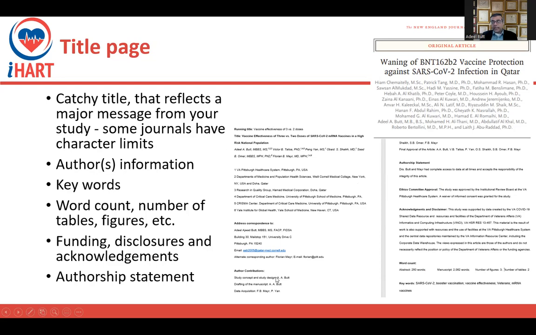The title page, the details of the title page are listed below, on the right-hand side for one of the papers that we published recently. It should have author information, keywords, word count, number of tables, figures, etc. Who funded the study, if there was funding available, disclosures and conflict of interest statements, and acknowledgements. And there should also be an authorship statement that says who had access to data and who decided about publication.